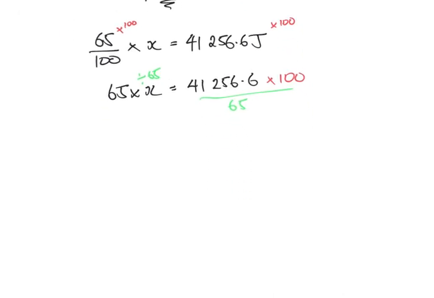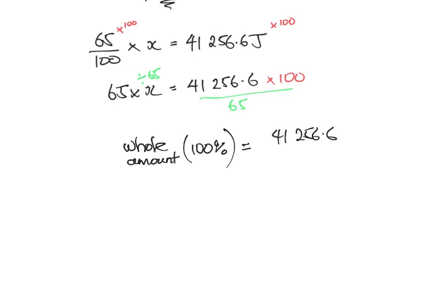In the end, to work out what our whole amount or our 100% is, we would end up with this kind of process. 41,256.6, our part amount, we multiply by 100, and then we divide by 65. That is the process that we would have to follow. But if we don't understand percentages, this won't make sense to us. It's just simply another rule, another formula that we have to follow.